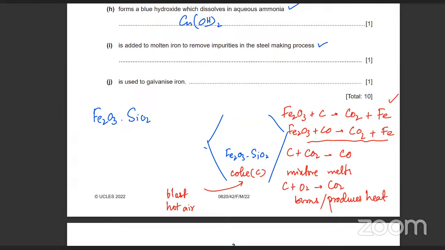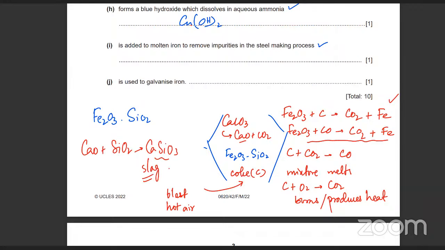And then there's another thing that's added, that's limestone. Calcium carbonate is added, which because of the heat breaks down into calcium oxide and carbon dioxide, so it produces a lot of calcium oxide. This calcium oxide goes and reacts with the sand and ends up turning into calcium silicate. And this thing is slag. It floats on the surface of the metal.